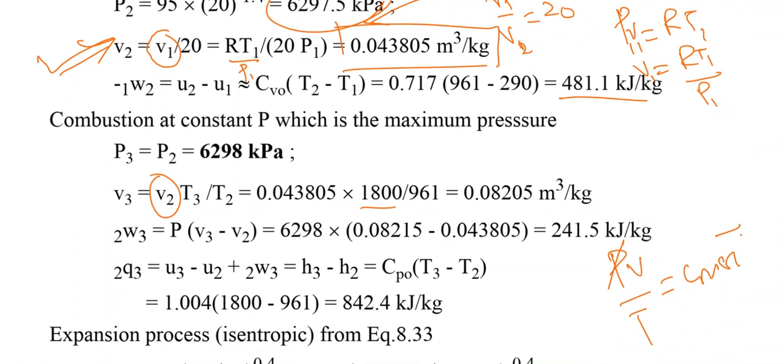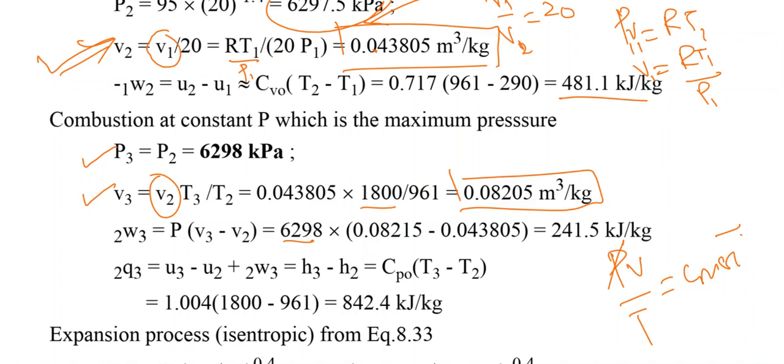So once we have got the pressure P3 and volume V3, we can find out the work done from 2 to 3, which would be equal to the pressure, which is constant, 6298, times V3 over here minus V2, which is over here. So you can find the work done. The net work obviously would be equal to this work minus that work. So later on we can check it.